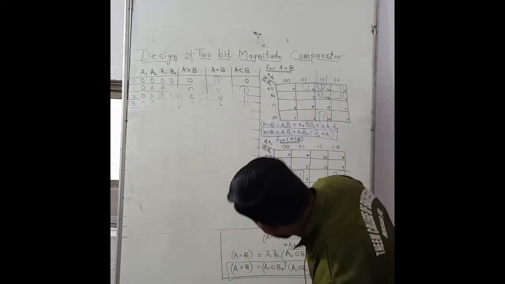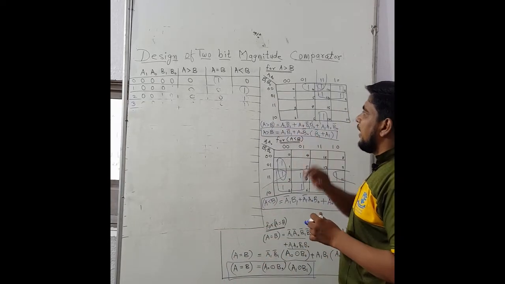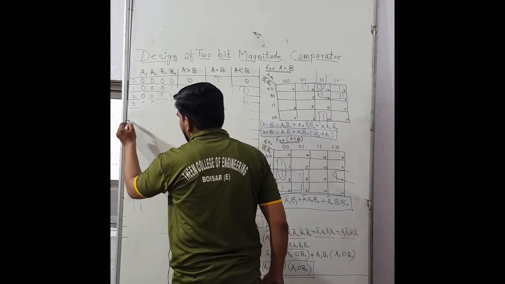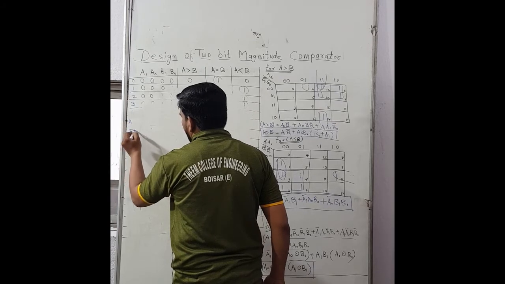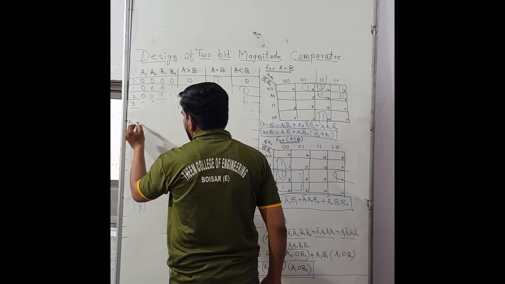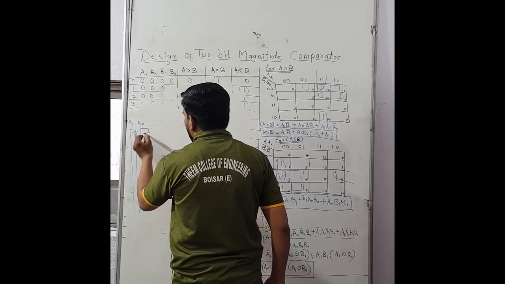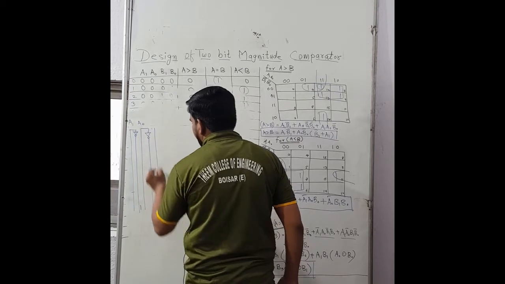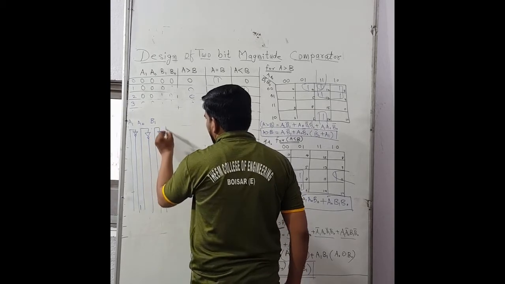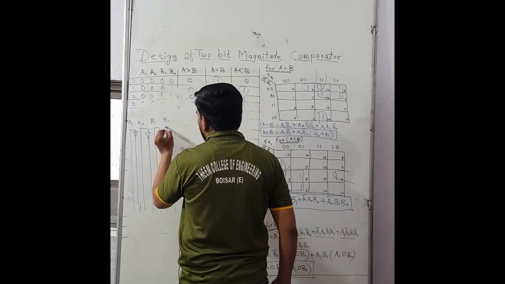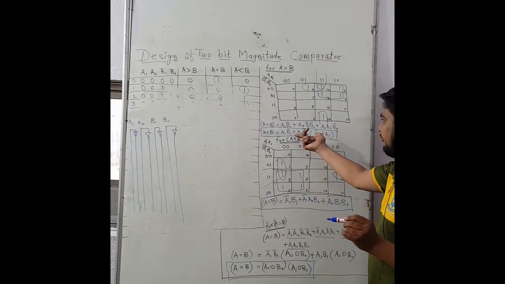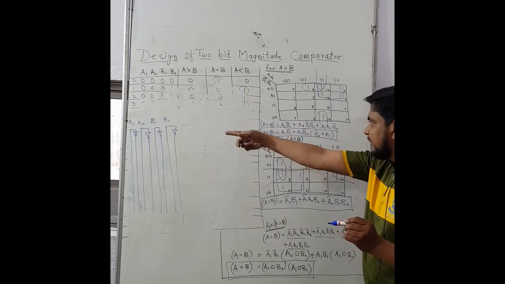Now, what is the requirement? A1, A0, B1, B0. So A1, its complement, A0 with the help of a NOT gate its complement, B1 with the help of a NOT gate its complement, and B0 with the help of a NOT gate its complement. Whatever variables we require, we will take from these sides.